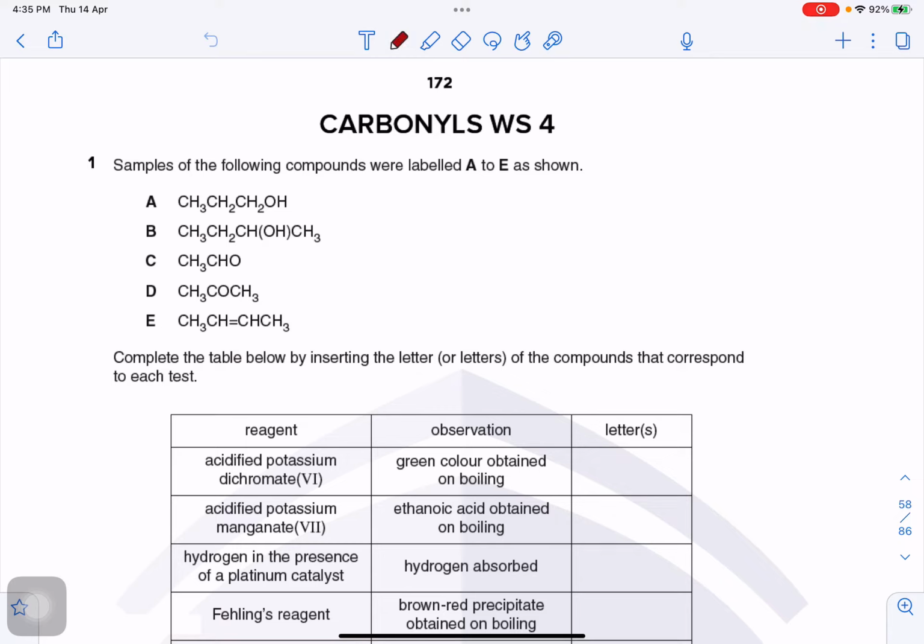So let's get started. Samples of the following compounds were labeled A to E. Let's see. This one is an alcohol. The second is a secondary alcohol. So this is a primary alcohol and a secondary alcohol. We know primary alcohols oxidize to aldehydes if you distill them, and if you reflux them, then they oxidize to carboxylic acids. Aldehydes themselves also oxidize to carboxylic acids. Similarly, B is a secondary alcohol, so if you oxidize it, it will convert to a ketone, but can't be oxidized any further. C is an aldehyde, it has a CHO group, which means it can be oxidized to carboxylic acids, and can be reduced to alcohols. D is a ketone, can be reduced to a secondary alcohol.